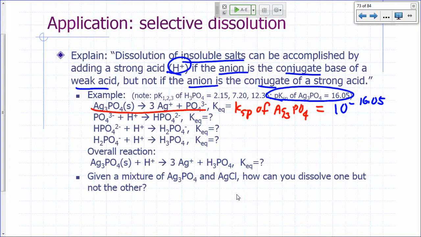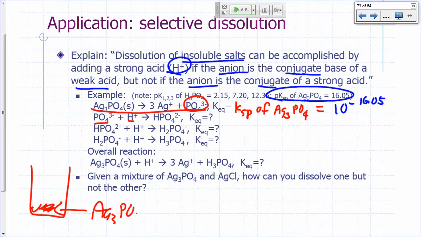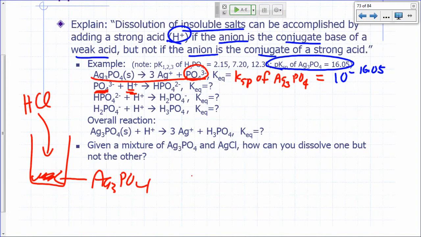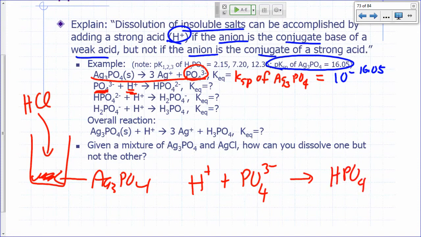But let's look at what happens to your phosphate. Your phosphate will react with H plus if you add an acid. So you have a silver phosphate solid in a beaker, and then you add HCl to that. The HCl will provide the H plus. What happens to H plus and phosphate? It gives you HPO4 2 minus. What's the KEQ for that? H plus plus PO4 3 minus gives you HPO4 2 minus.